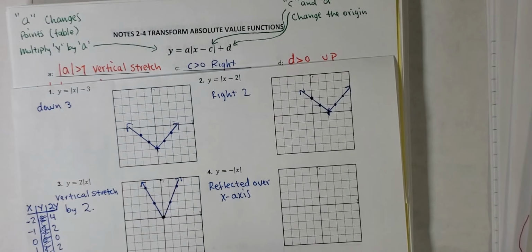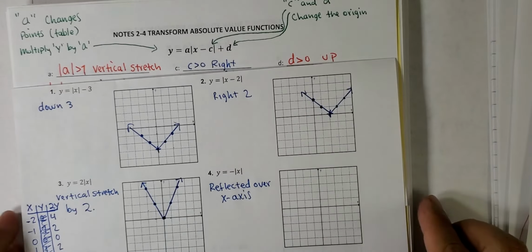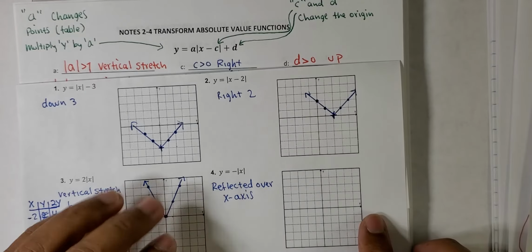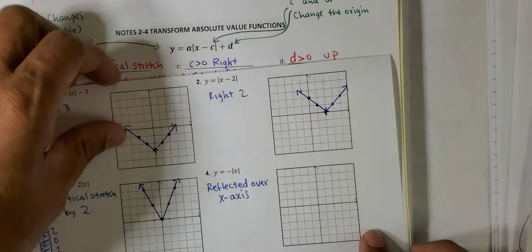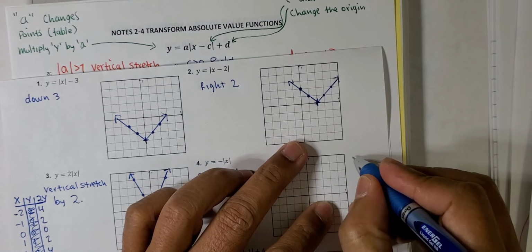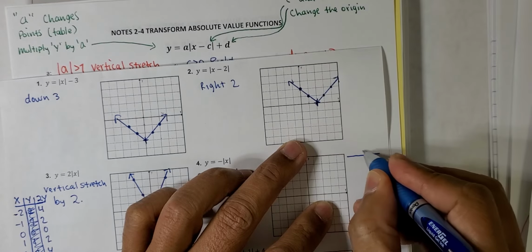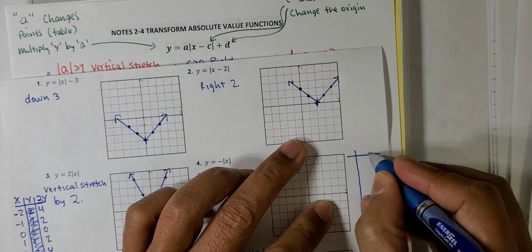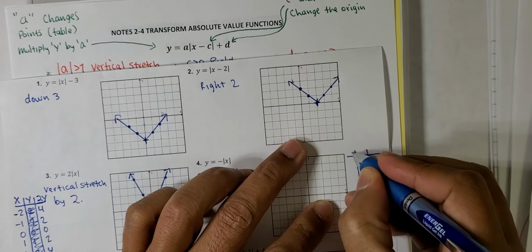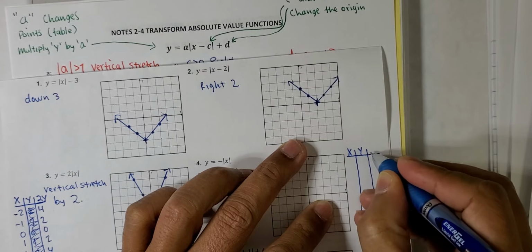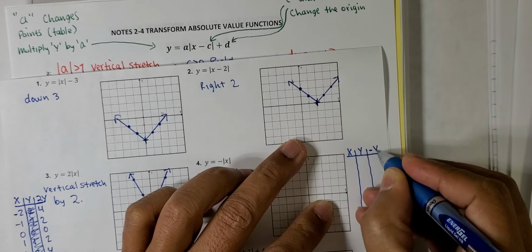Okay, that's the only transformation here. So for this point, I'm going to do a table, even though I don't think I need to do it, but I'm still going to do it so I can show you what happens here. So I'm going to have my x values and my y values. So this is x, this is y, and this is -y now.